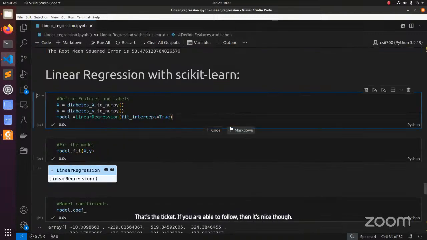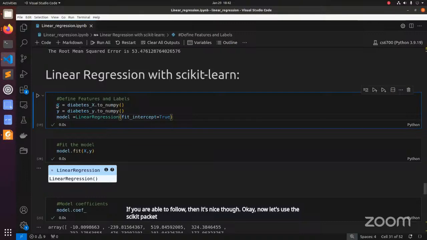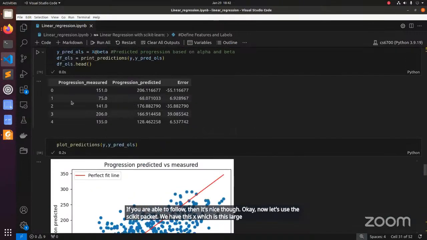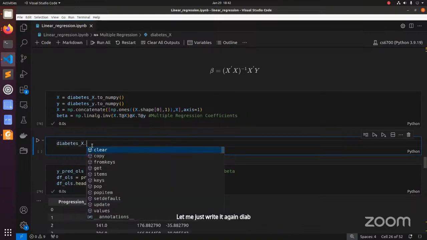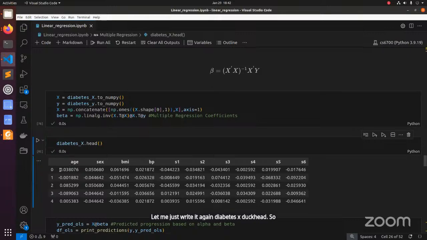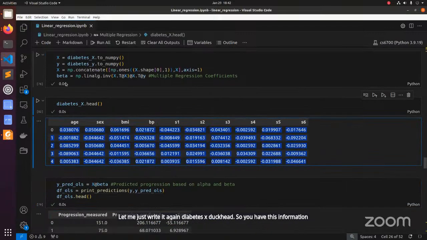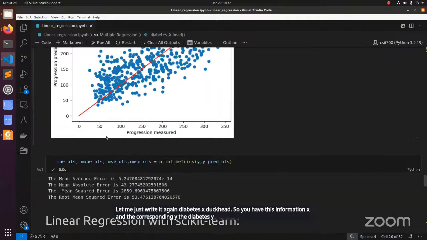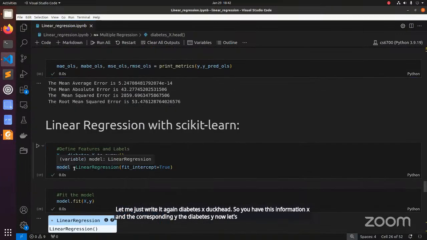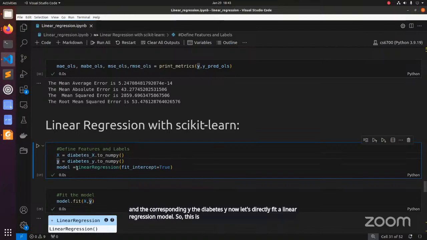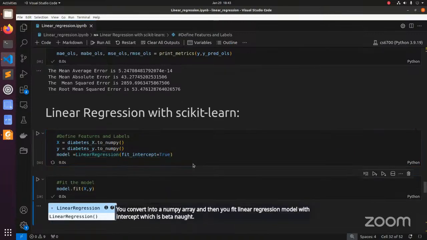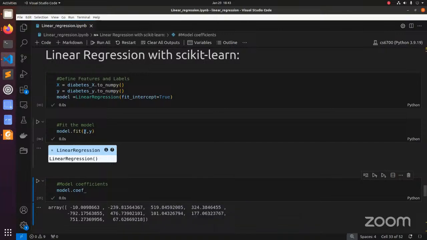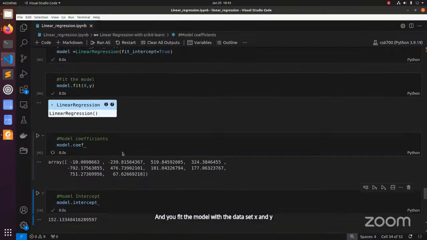Okay, now let's use the scikit-learn package. Now we have this X, which is this large X that you saw. Let me just write it again: diabetes X dot head. So you have this information X and the corresponding Y, the diabetes Y. Now let's directly fit a linear regression model. This is X and this is Y. You convert into a NumPy array and then you fit a linear regression model with intercept, which is beta naught. And you fit the model with the data set X and Y, and you get these coefficients.